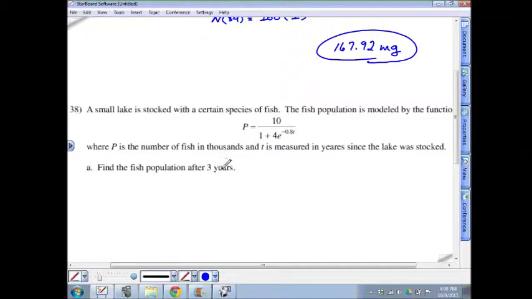And since 3 years is a measurement of time, that's going to obviously go in place of t for time. So part A is nothing more than using a formula that's already there. 10 divided by 1 plus 4e to the negative 0.8 times 3.